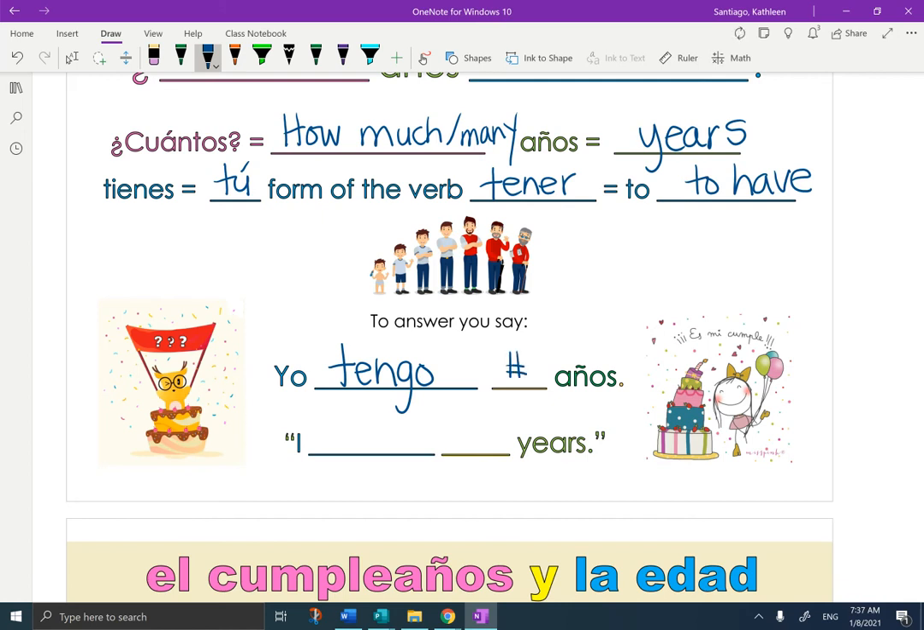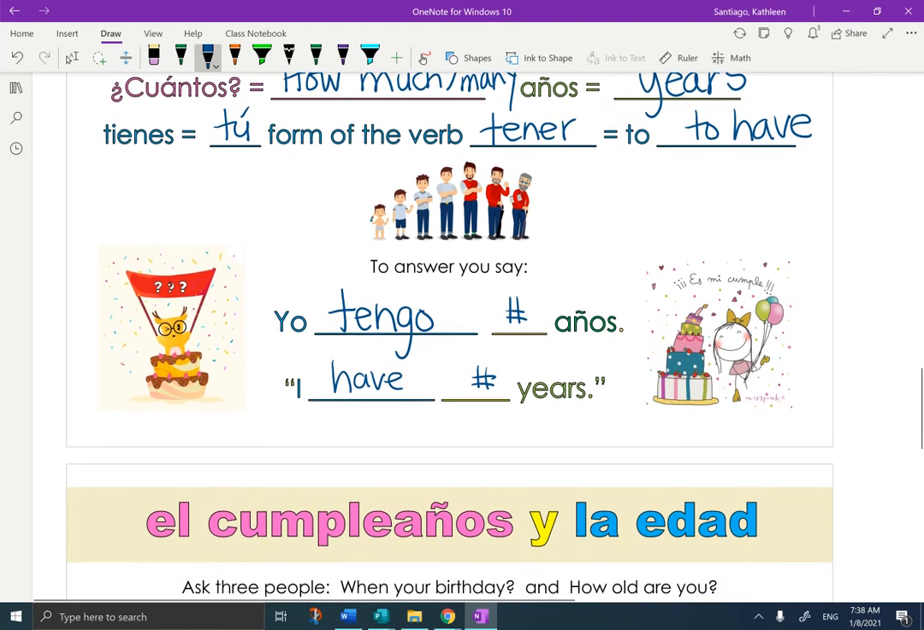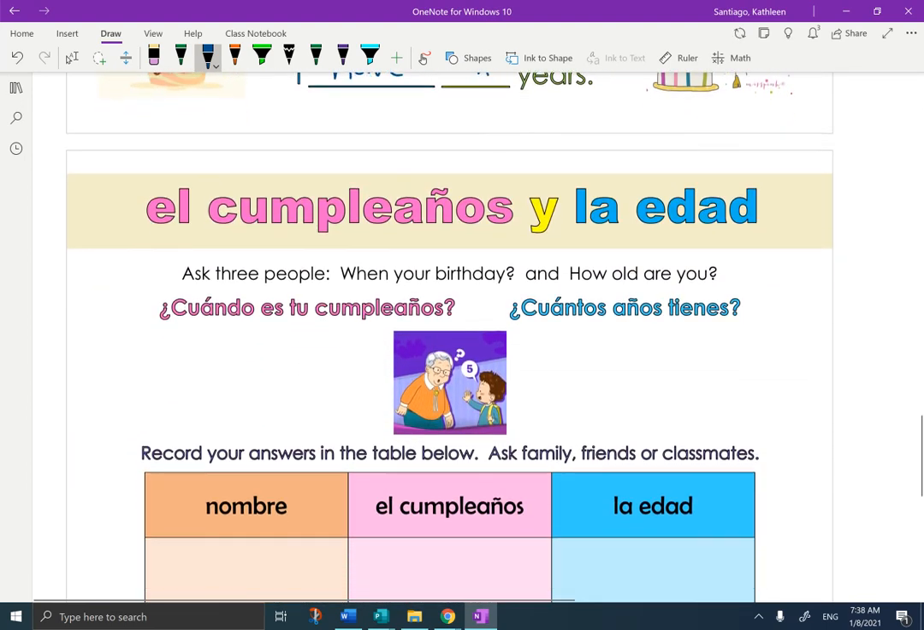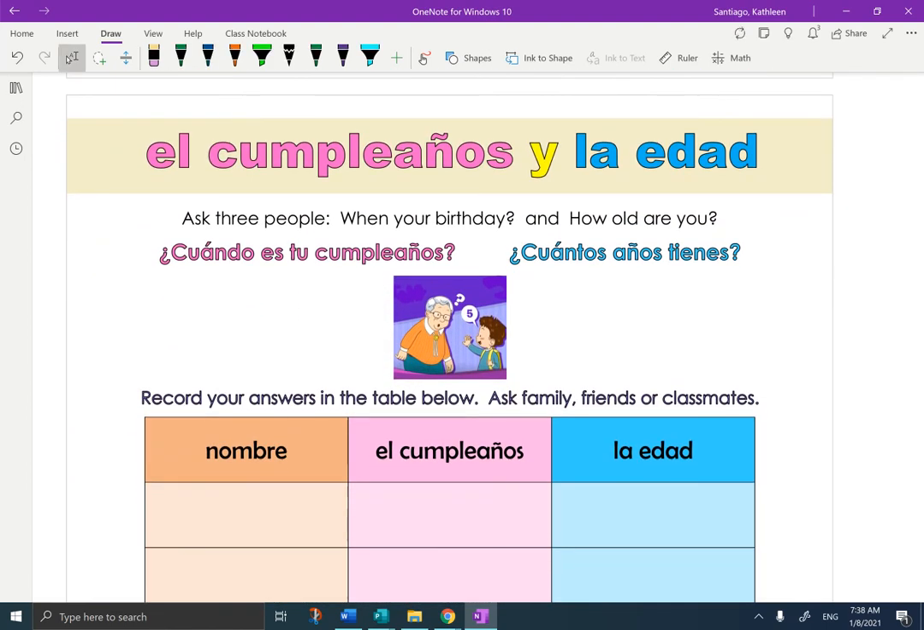Yo tengo 25 años. Yo tengo 10 años. Yo tengo 13 años. And you're saying I have, and then the number of years. Muy bien. So, el cumpleaños y la edad.